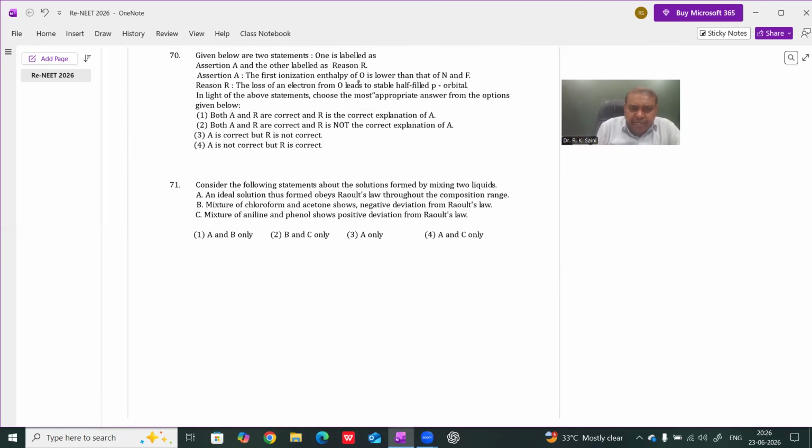Assertion: first ionization enthalpy of oxygen is lower than nitrogen and fluorine. It is a correct statement because nitrogen has half-filled electronic configuration, but oxygen has normal electronic configuration. The first ionization enthalpy of nitrogen is greater than oxygen, and it is also less than fluorine because fluorine is smaller in size, with high effective nuclear charge. In the reason statement, the loss of one electron from oxygen leads to stable half-filled electronic configuration. Therefore, statement first and reason both are correct. First answer. Because after removal of one electron, oxygen becomes half-filled, and hence its second ionization will be greater than fluorine also. Question next.